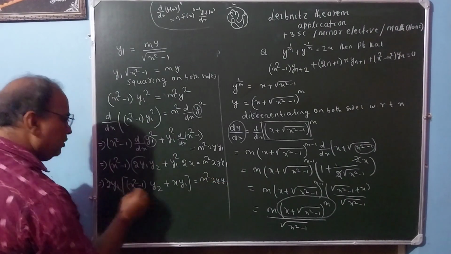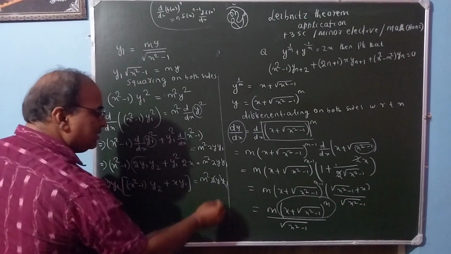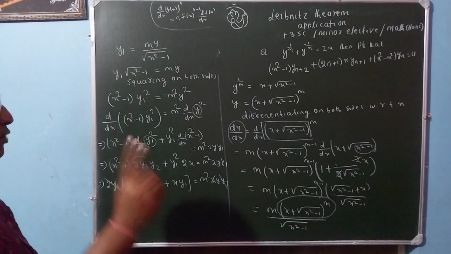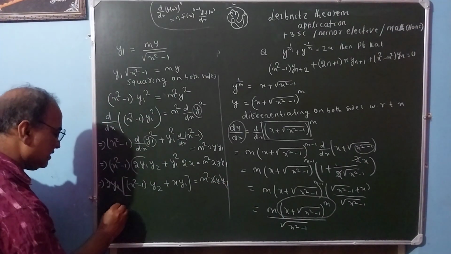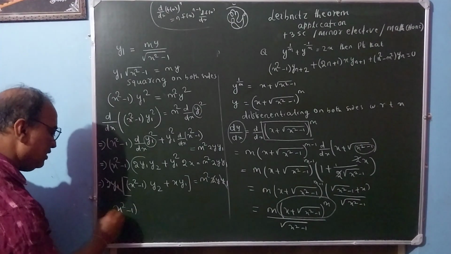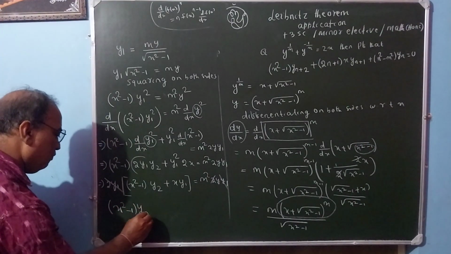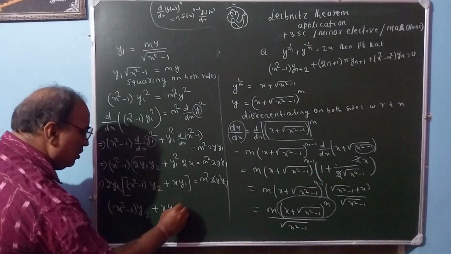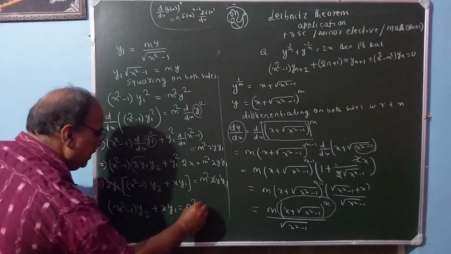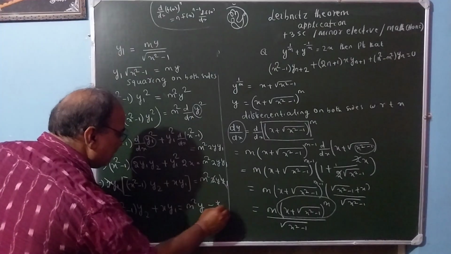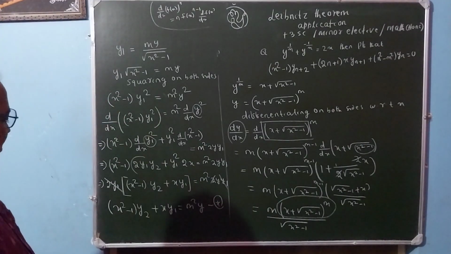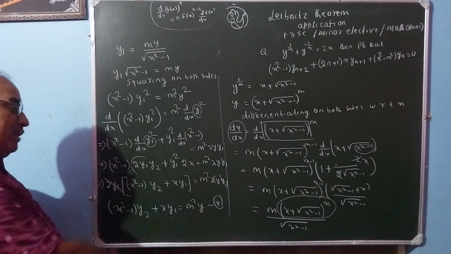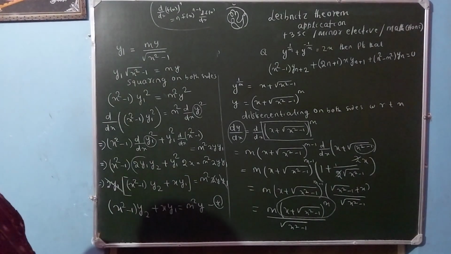So 2y1 cancelled from both sides. So we get now x square minus 1 into y2 plus xy1 is equal to m square y. Okay, x square minus 1 whole into y2 plus xy1 is equal to m square y.